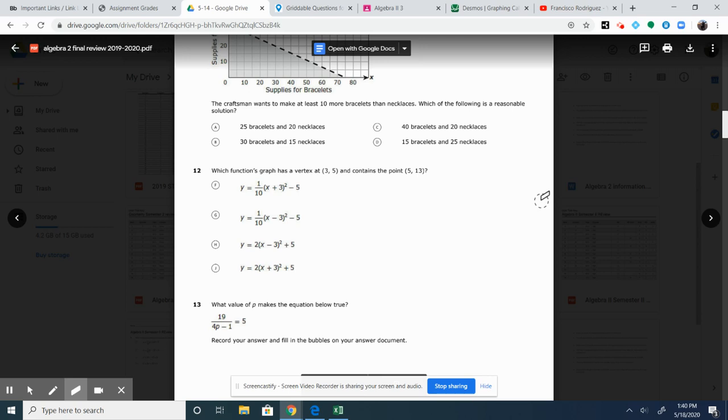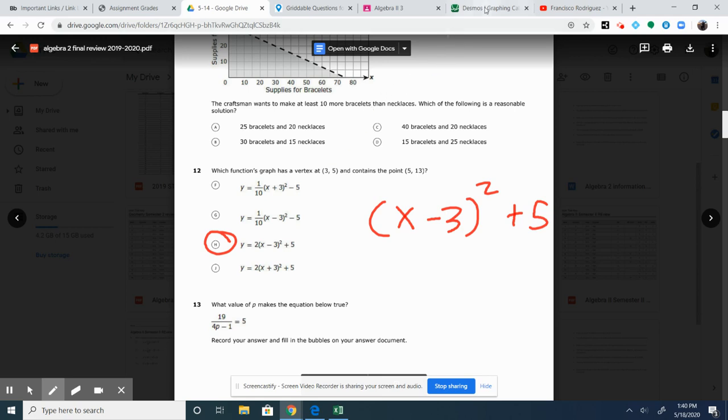So our vertex would be (3, 5). And if you remember, whenever we have it inside the parentheses, it has to be the opposite. So since it's positive, then we're going to have a negative 3 on the inside. And on the outside, we have a positive 5. So we would just write that. Now the only one that actually matches that is answer H. The rest don't have the correct vertex.